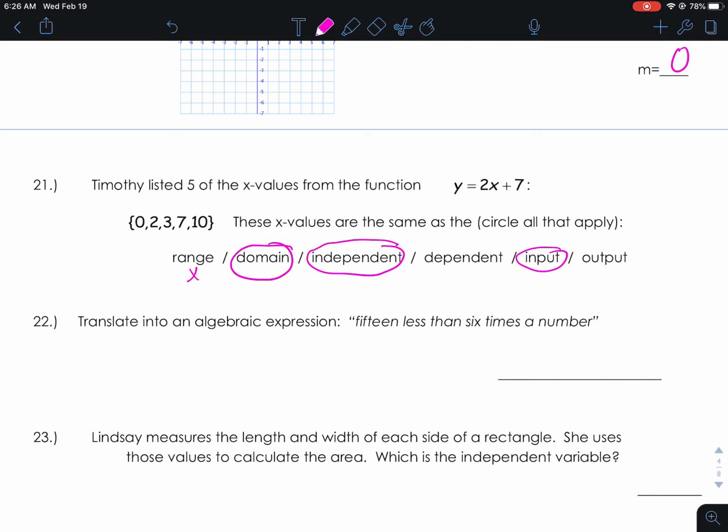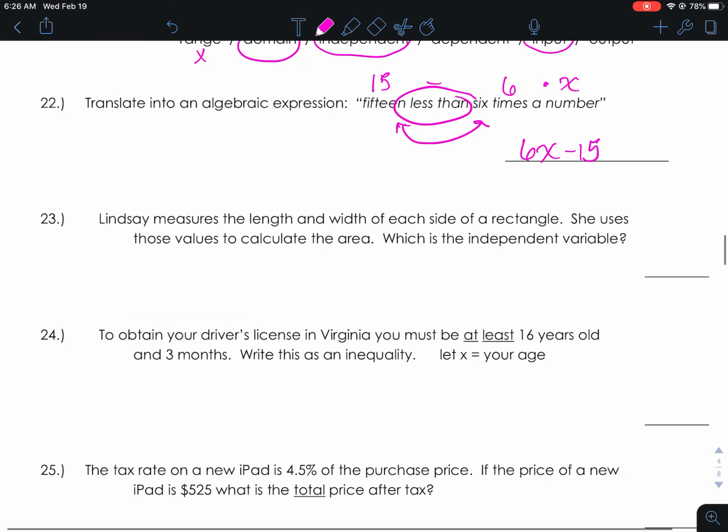Translating to an algebraic expression, 15 less than 6 times a number. So 15 less than is a subtraction, 6 times a number that we don't know, like x. Remember that this phrase means you have to switch. So it's going to be 6x minus 15 for that one.